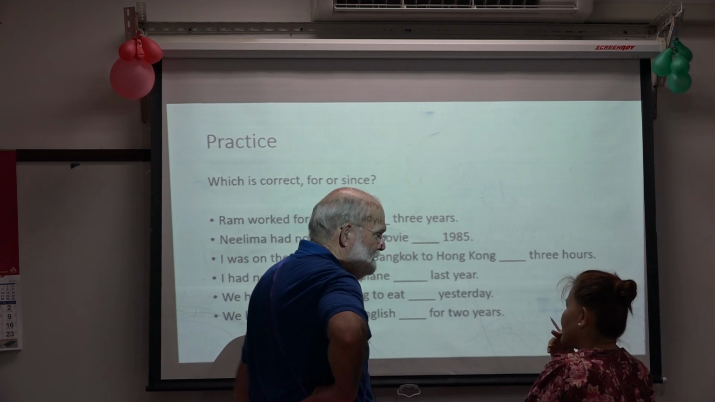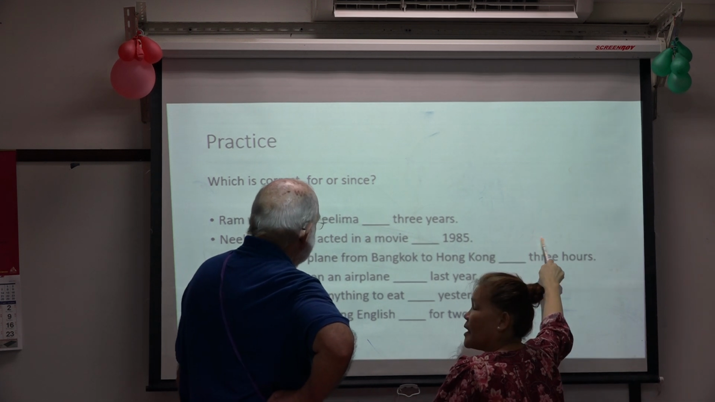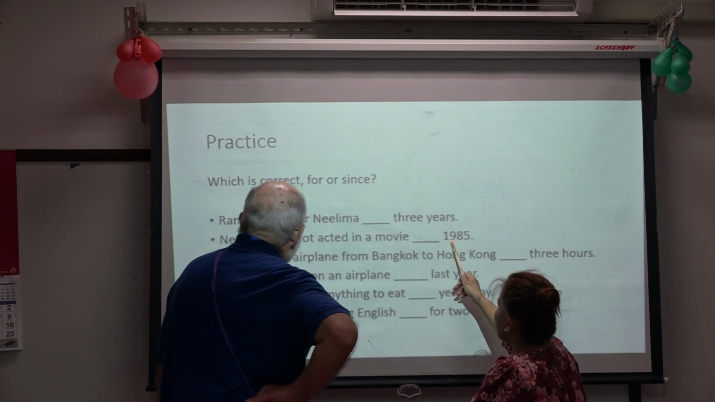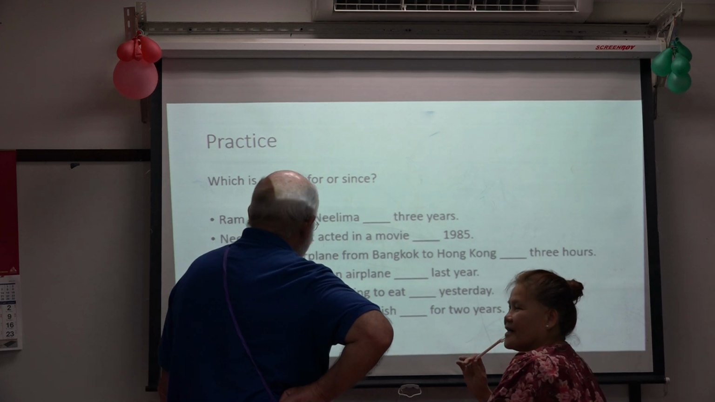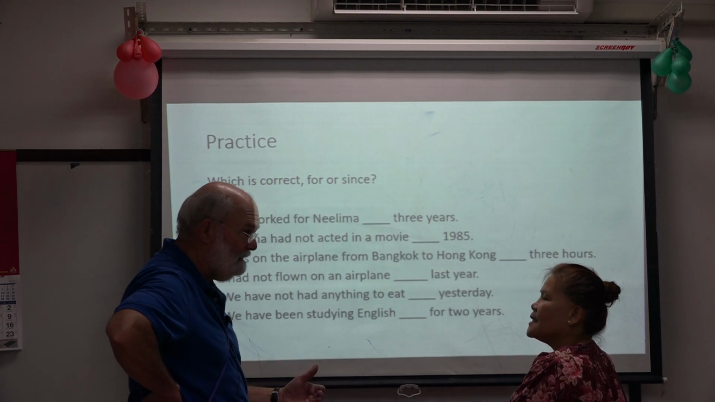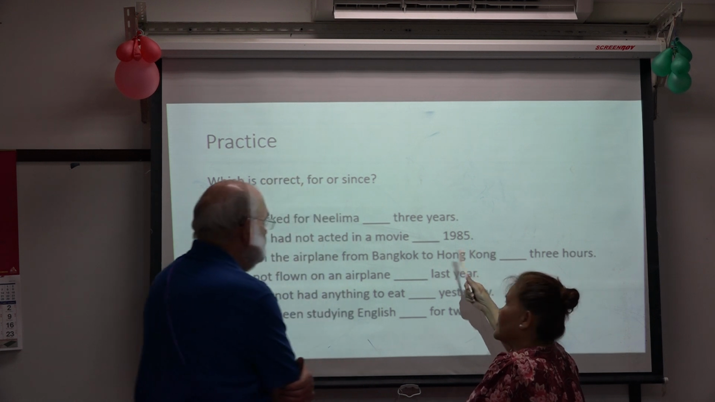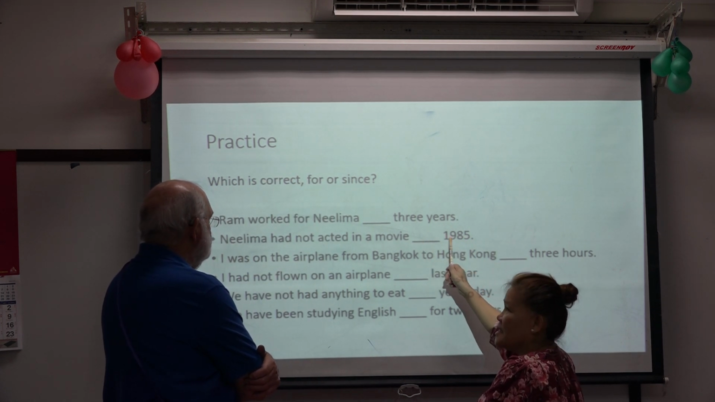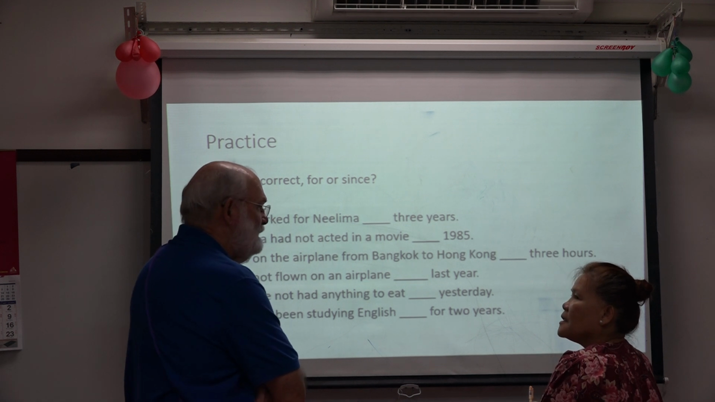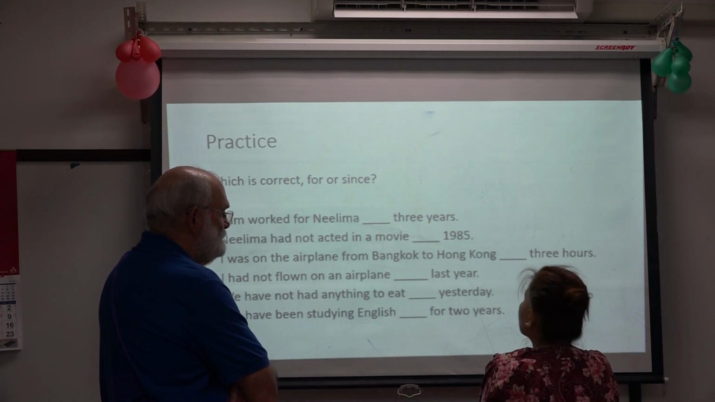So we would say since here. The action is finished already, and the action continues until right now. That's one way of thinking about it. She had not acted in a movie since 1985, and what that tells us is that she has not acted in a movie since then, and she still is not acting in a movie. When I read this sentence, what that tells me is that she had not acted since 1985, nor is she acting now. She still is not acting.